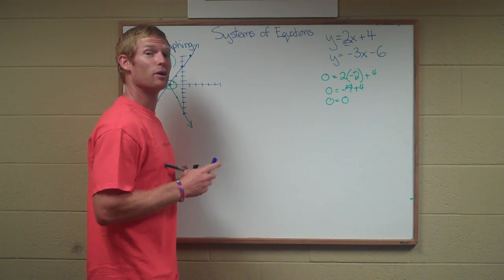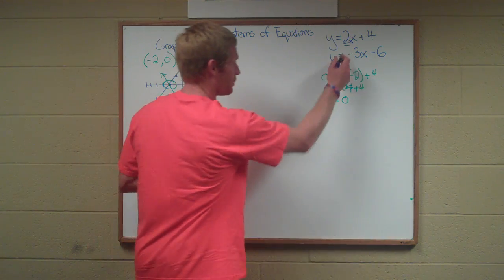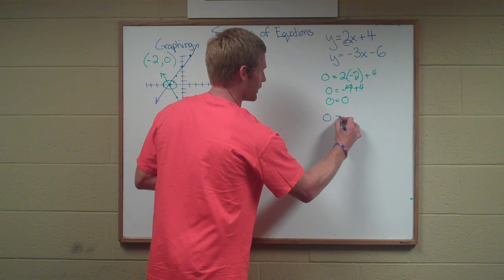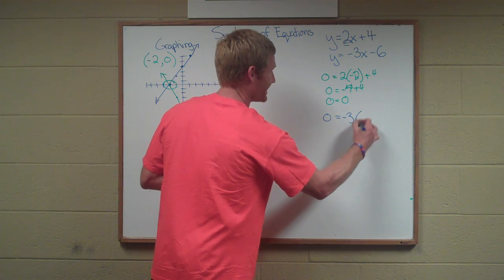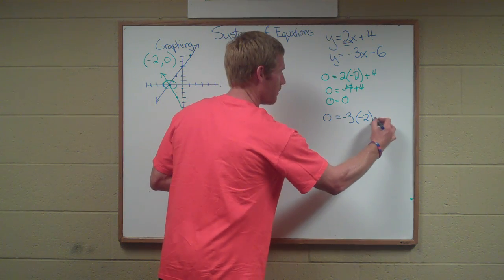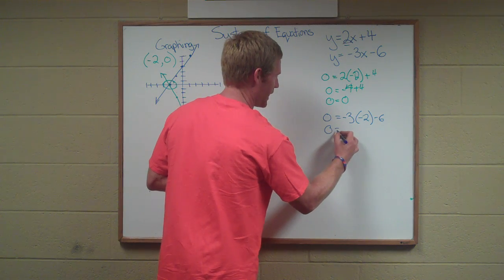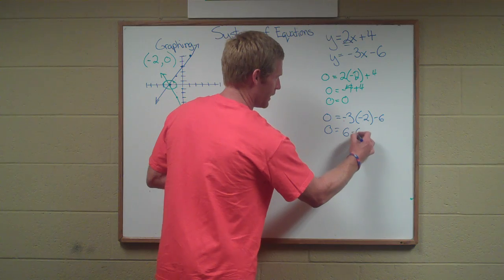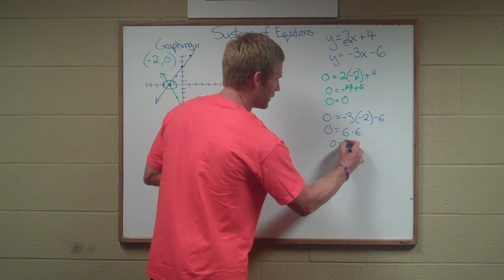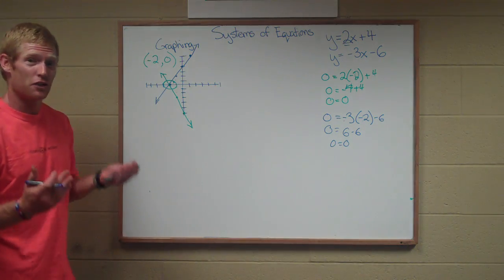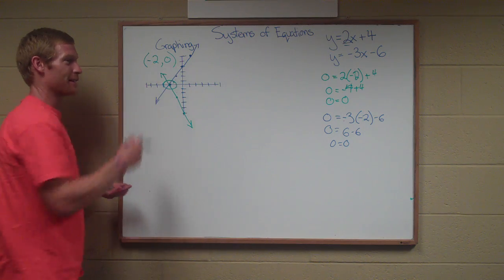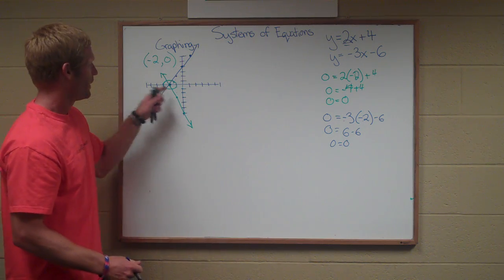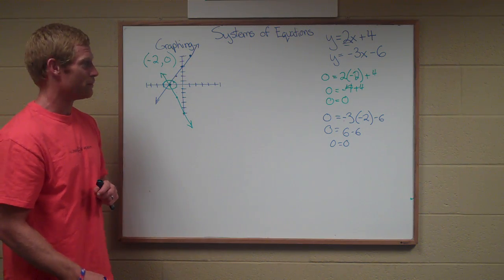Now let's just see if it works for the other. So we're going to plug in a 0. That's going to equal negative 3 times the quantity negative 2 minus 6. And as you kind of see, we have a positive 6, negative times a negative. And we have 0 equaling 0. So that does check out. Obviously, because I trust my graphing skills, that was the right answer as well.